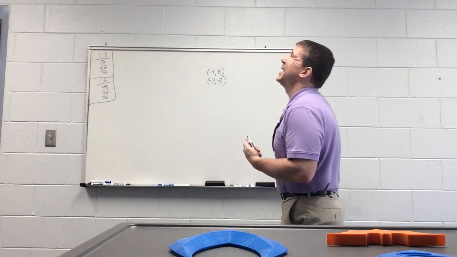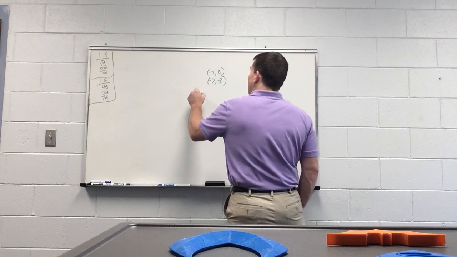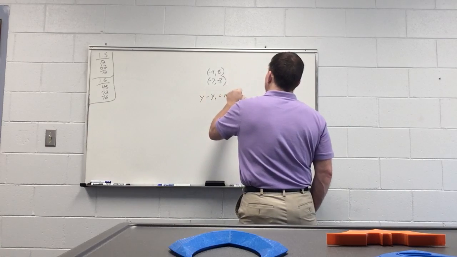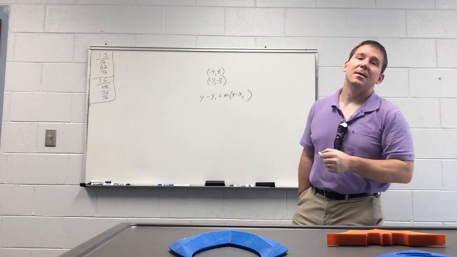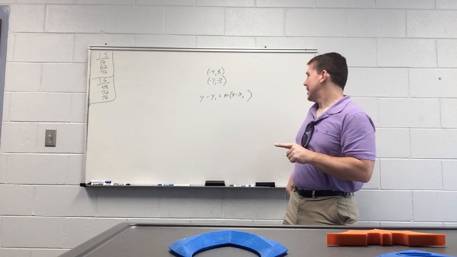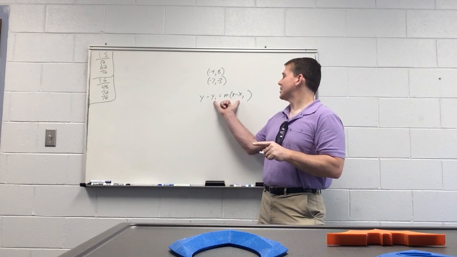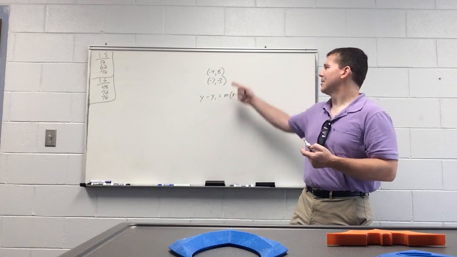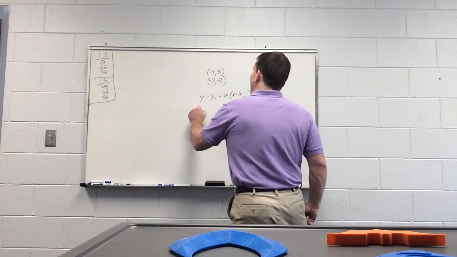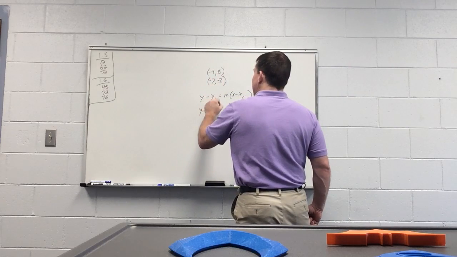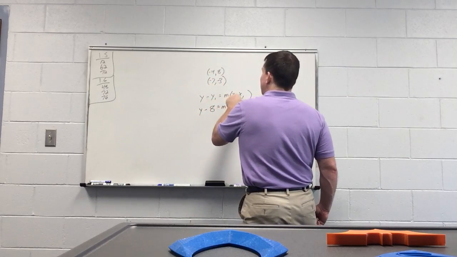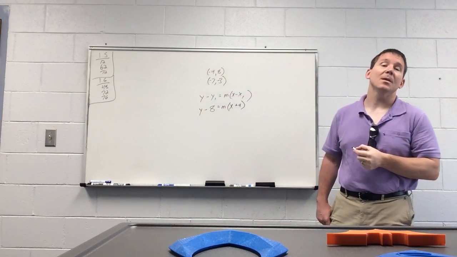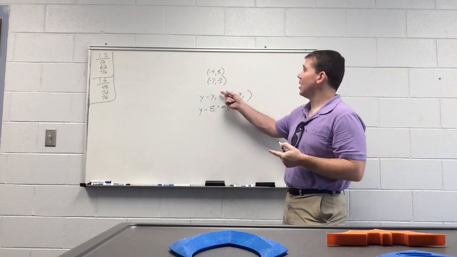But this one says use point-slope form. Point-slope is y minus y sub 1 equals m times x minus x sub 1. In order to write that, I need a point, x sub 1, y sub 1, and a slope m. For your point, you can pick either point, it doesn't matter. I'll just pick the first one. So I get y minus 8 equals m, x minus -4 becomes x plus 4. Now all I need is the slope.